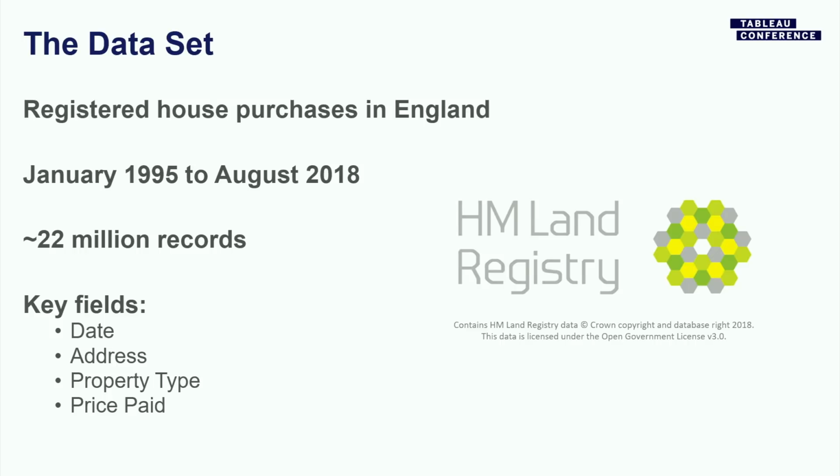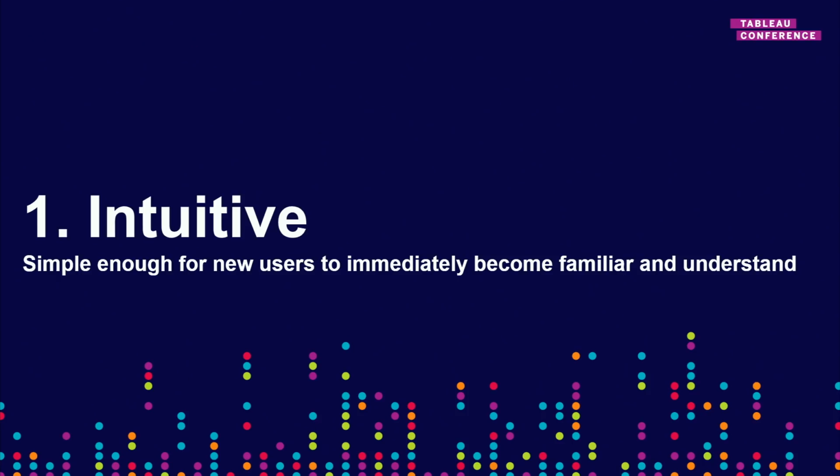But equal potential to create something very complex, very confusing, very slow performing. And there's the other matter of the fact that there's 22 million rows in this data set as well, so it should hopefully provide a good simulation of what you might be using. Okay, so let's start with principle number 1, because starting with principle number 2 would just not be very intuitive.